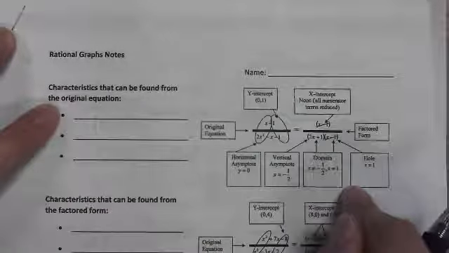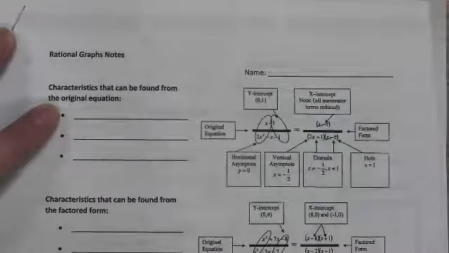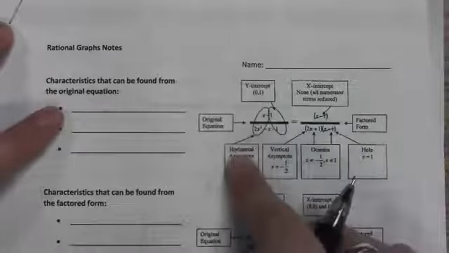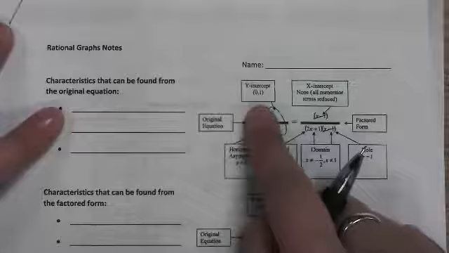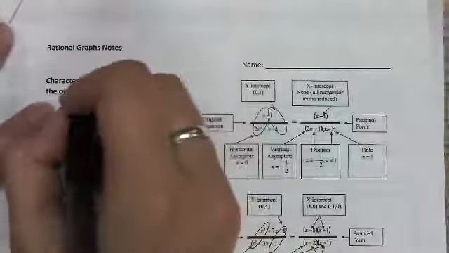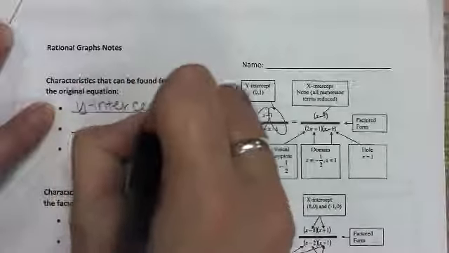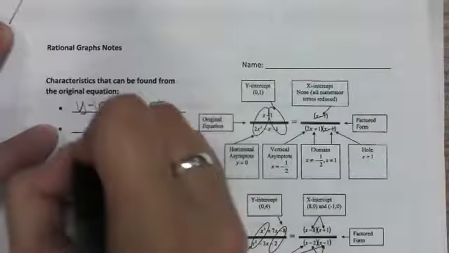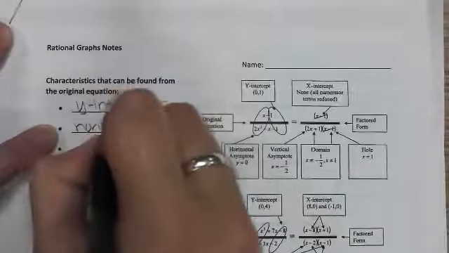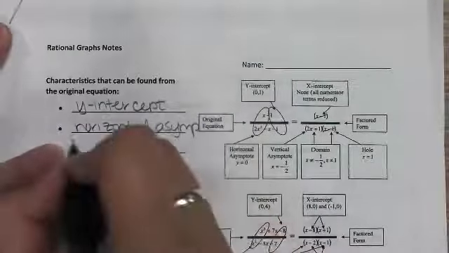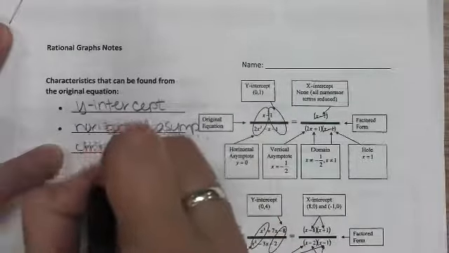Hopefully you recognize this from Honors Math 3 last year. I believe you guys used this as one of your graphic organizers. So we're just going to use this to remind ourselves of how this stuff works. One of the things you can find from the original equation before it is factored is the y-intercept. You can also find a horizontal asymptote. And you can also find an oblique asymptote.